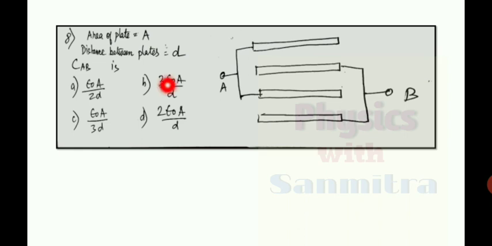Now we have some plates here. There are 4 plates, and the area of each plate is A. The distance between them is D. Then find the equivalent capacitance between A and B, written as CAB.